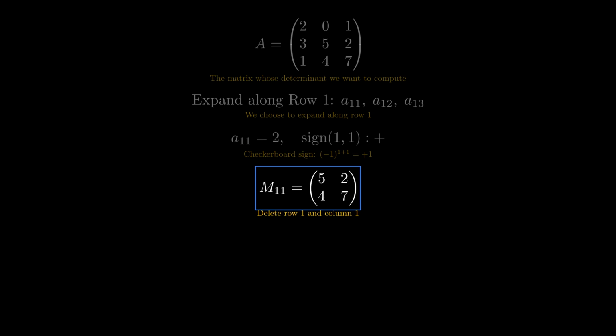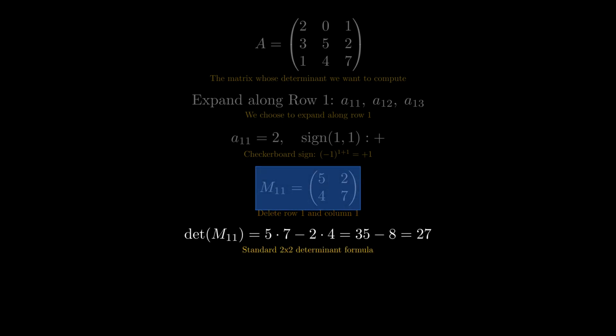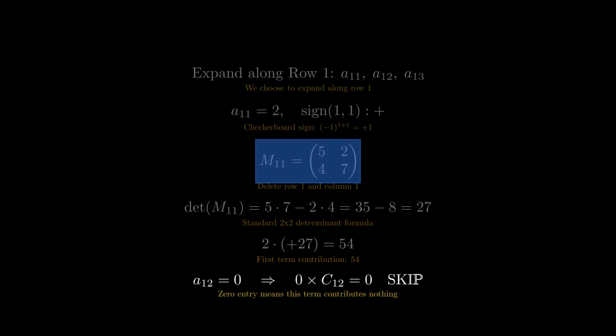The checkerboard sign at position 1, 1 is plus. That 2x2 determinant is 5 times 7 minus 2 times 4, which equals 35 minus 8, which equals 27. So the contribution from this term is 2 times 27, which equals 54. The second entry is 0 at position 1, 2. 0 times any cofactor is 0, so we can skip this term entirely.